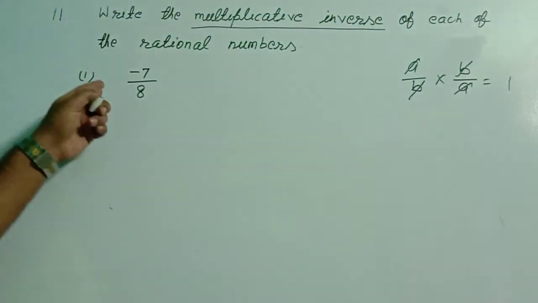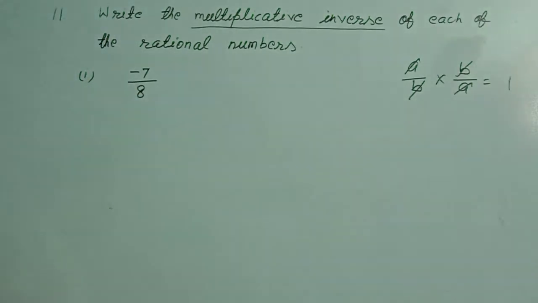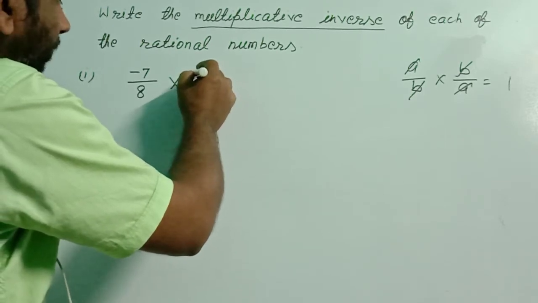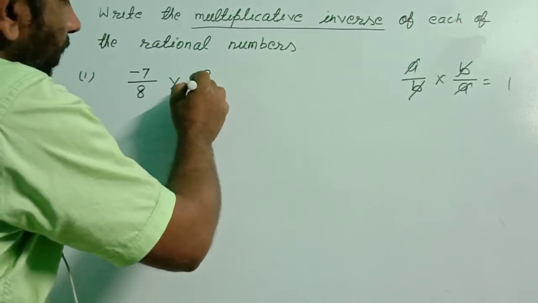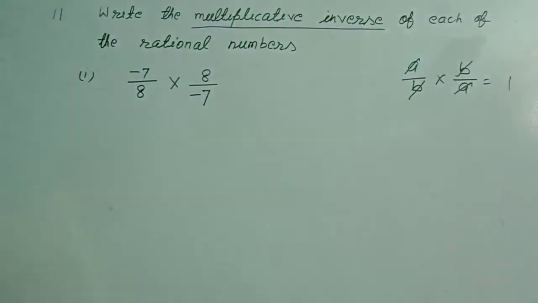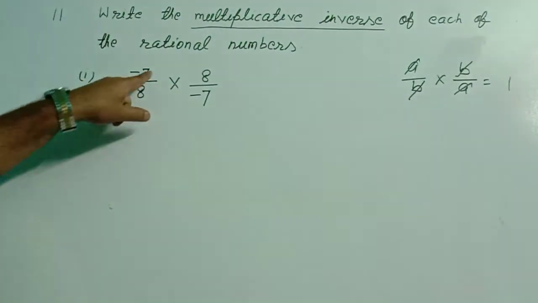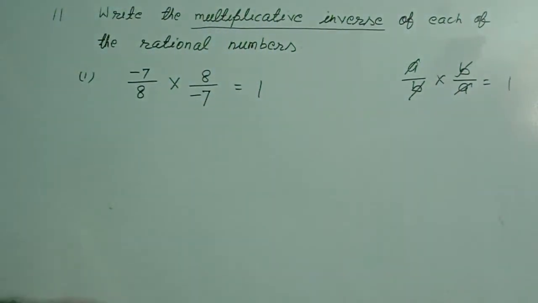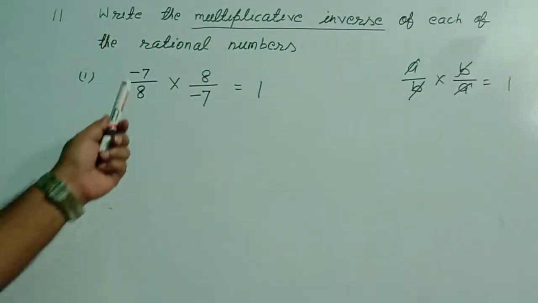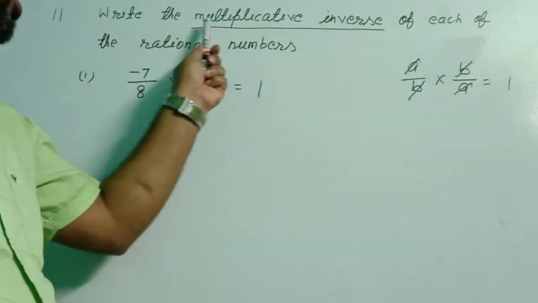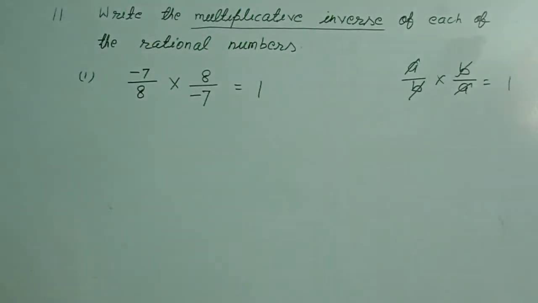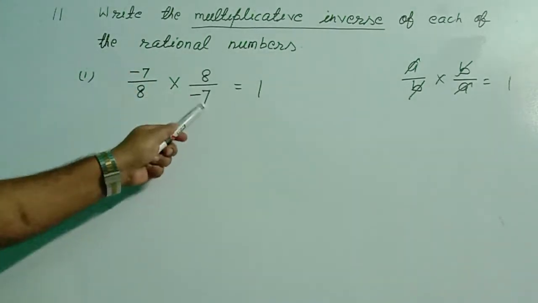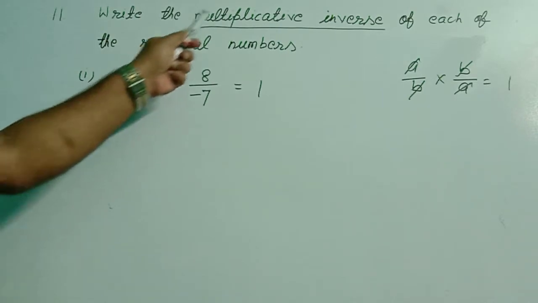Now the question is, what is the multiplicative inverse of minus 7 by 8? Obviously we will say, to make it 1, this is 8 by minus 7. Then minus minus cancelled, 7 7 cancelled, 8 8 cancelled, and it will give you 1. In other words, we write the reciprocal of the given fraction to get the multiplicative inverse of the given fraction.